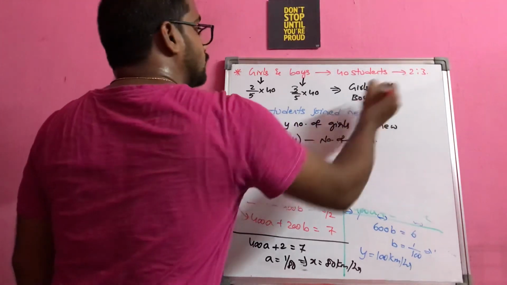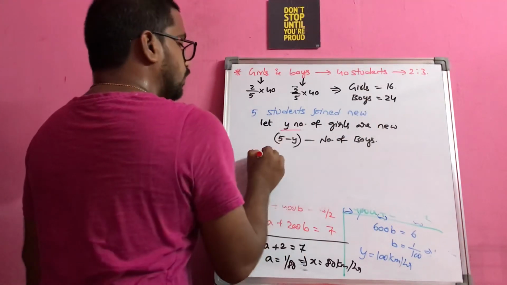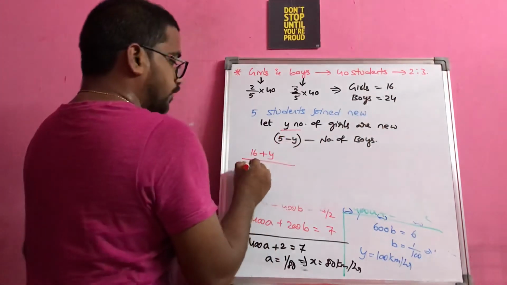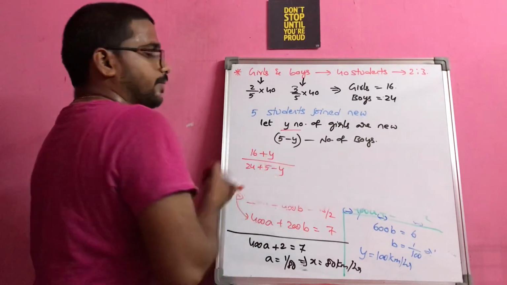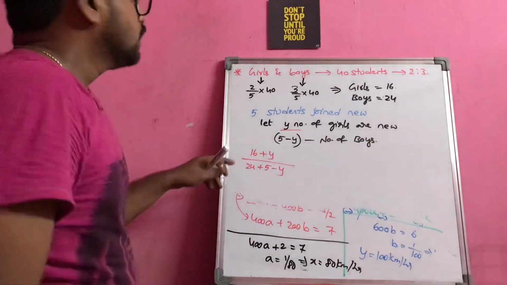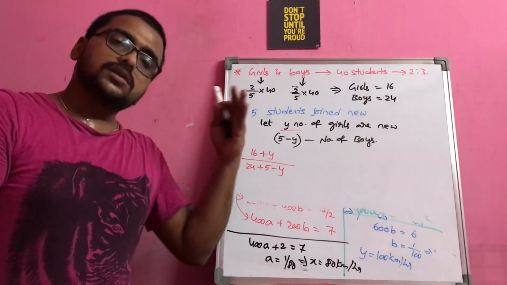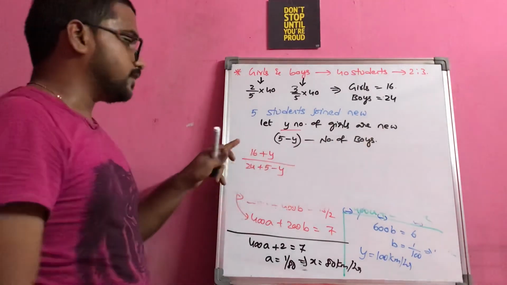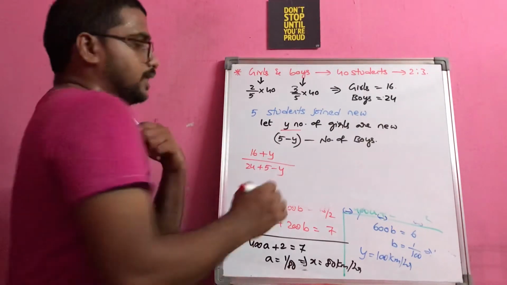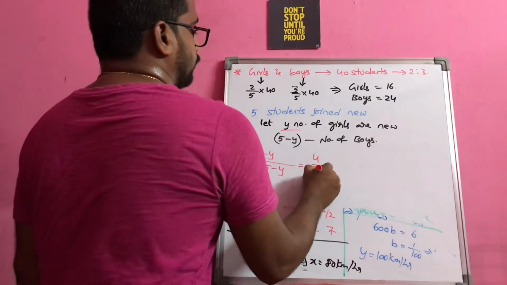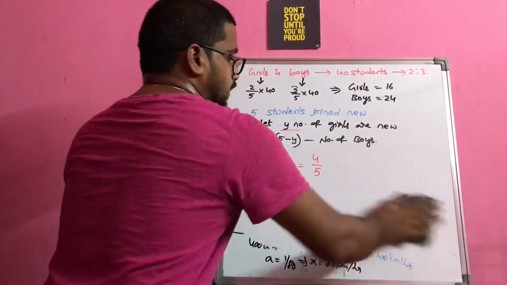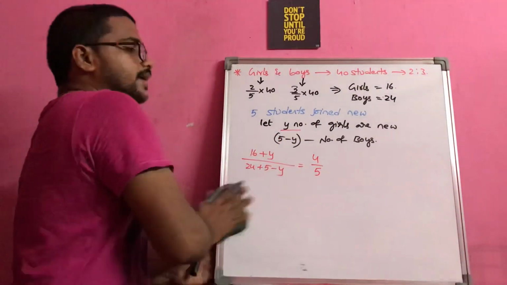Initially girls is 16 and now the total number of girls has become 16 plus y, and boys are 24 plus 5 minus y. Because initially 16 and 24 were the numbers, and now along with the old 16 girls you have y new girls, that's why 16 plus y, and along with 24 old boys, 5 minus y are the new boys, and this ratio of girls to boys is 4:5. In writing these ratios, please be careful whether they are saying girls to boys or boys to girls, that is important.